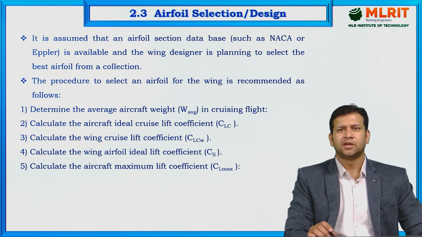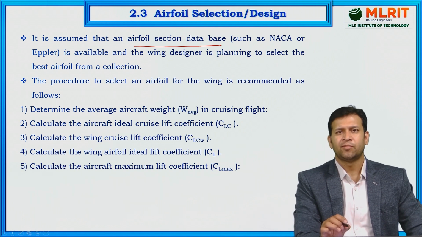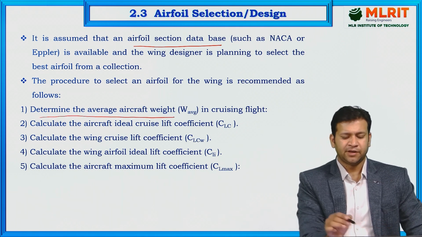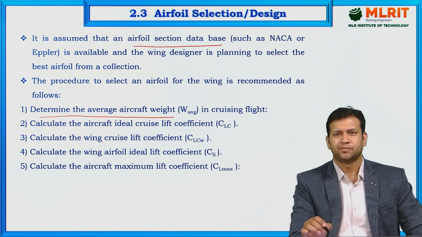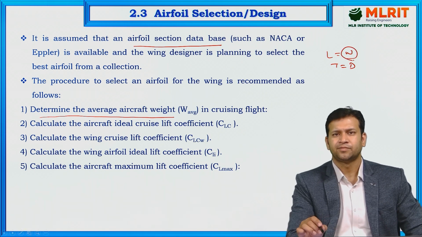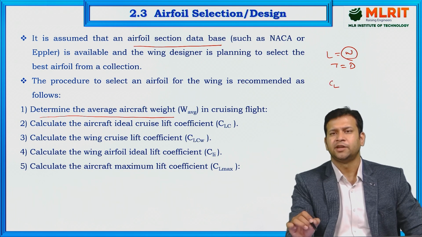It is assumed that an airfoil section database such as NACA or MLR is available, and the wing designer is planning to select the best airfoil from a collection. The procedure to select an airfoil for the wing is recommended as: determine the average aircraft weight in cruising flight. We will be using steady level flight conditions there, L equals W, T equals D. So from this W, we will get all the parameters. If we know this weight, it becomes very easy to estimate the required CL.